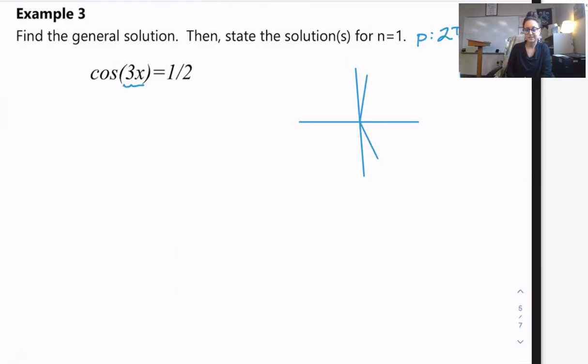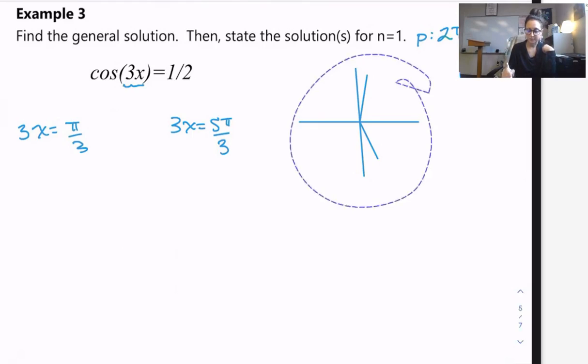Okay, so if I didn't have the 3 there, I would say that x is equal to these 2 angles, 2 pi over 3 and 5 pi over 3, right? But I do have the 3 there, so that means I need the 3 here as well. Correct? So I need that whole angle, that whole inside piece, which is 3x, to be equal to pi over 3 and to 5 pi over 3.